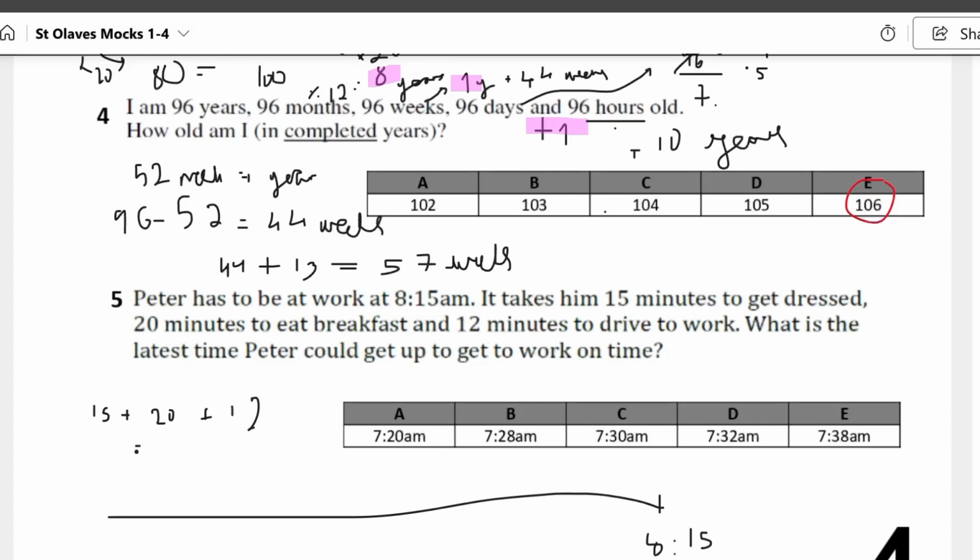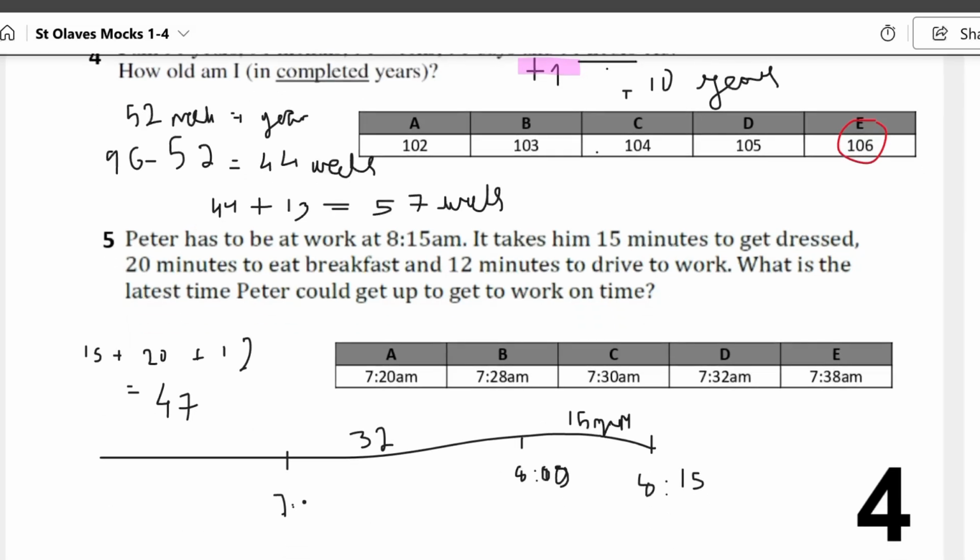And then all together, that's all equal to 47. So we need to figure out what's the latest he can leave. So we already, to get to 8, because we're working backwards, that's 15 minutes. So when we have 15 minutes, that means we have another 47 minus 15, which is going to be 32. We have to work back 32 minutes, and that's to 8 o'clock. So if we work back 32 minutes from 8 o'clock, we end up being at 7:28.